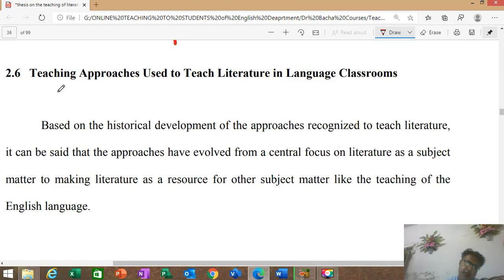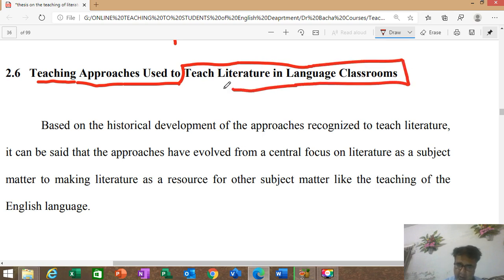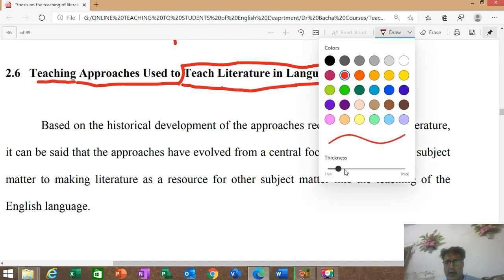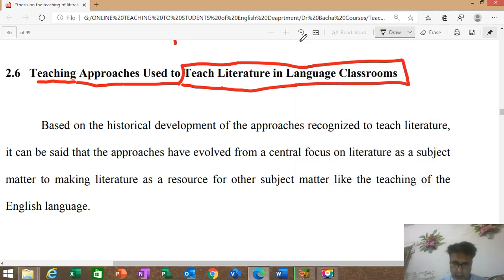Okay, my dear students, let me just move ahead. Teaching approaches used to teach literature and language in classrooms. This is a very, very important lecture for your course, and I hope that you will try to understand it because it's very essential, and you have to understand today's lecture with full attention.